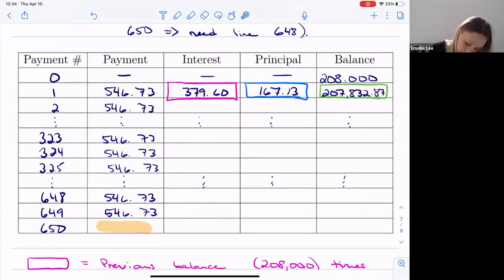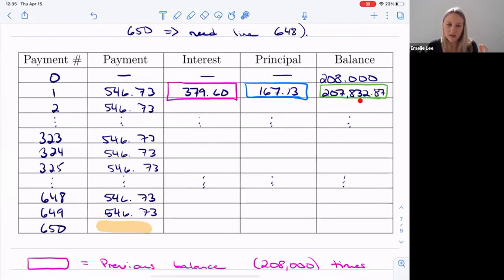207,832.87. Slightly less than the original balance, right? But what's key here is you're going to be paying slightly less in interest, because now for this interest amount, it has to be 207,832.87 times I2. So now you start over again, right, to find this interest amount.